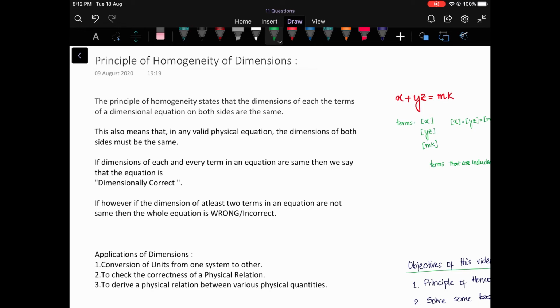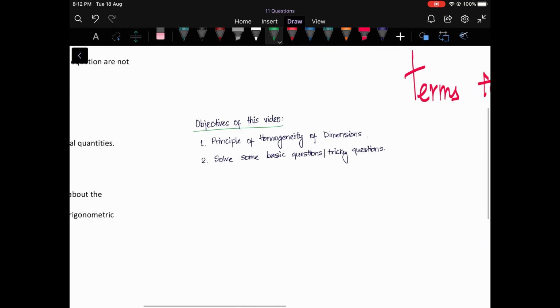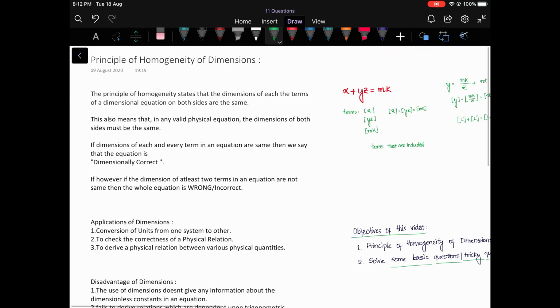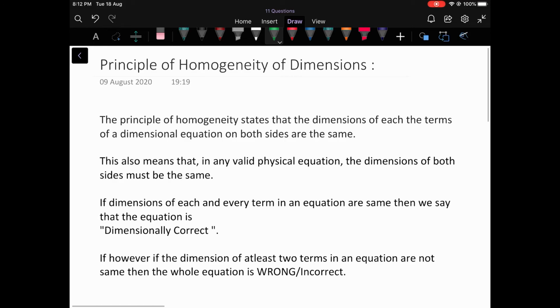Next, we have this video where you're going to learn the principle of homogeneity of dimensions, and you're going to see that using this principle, we're going to solve some basic questions as well as tricky questions that may be asked based on dimensions. Now, it's a fairly simple topic that we have.